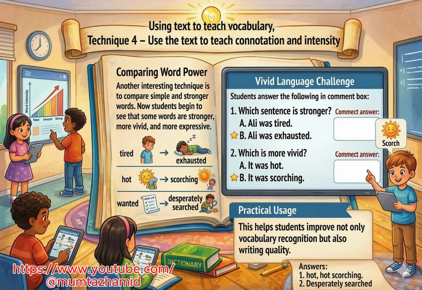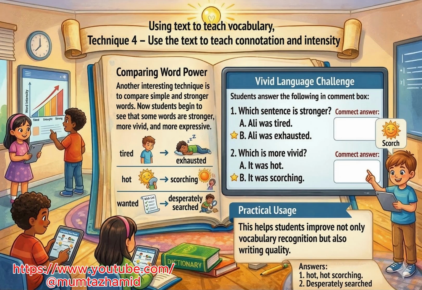Students answer the following in the comment box. Which sentence is stronger? A. Ali was tired. B. Ali was exhausted. Correct answer, B. Which is more vivid? A. It was hot. B. It was scorching. Correct answer, B. This helps students improve not only vocabulary recognition, but also writing quality.